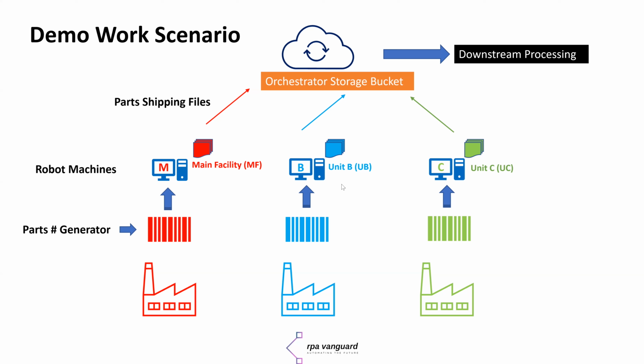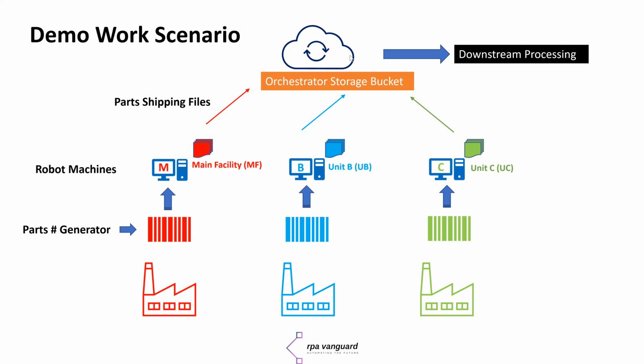And then Unit B manufactures another kind of part, and it has its own way of naming the part numbers. Now, that's important because you need to be able to track the part numbers back to the facility from where the part originated. But at the end of the day, both part list files that are generated for that day are actually shipped up to the orchestrator.